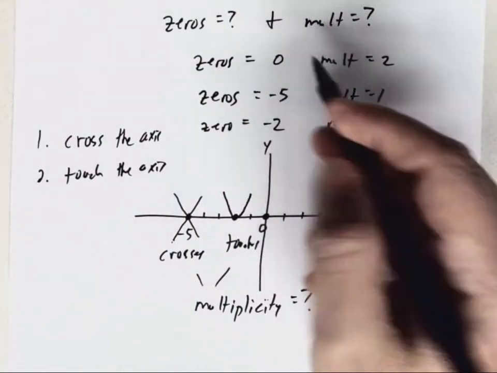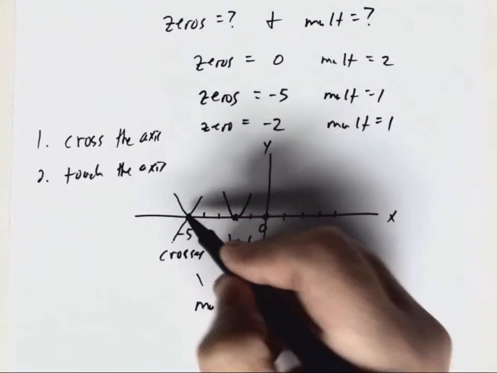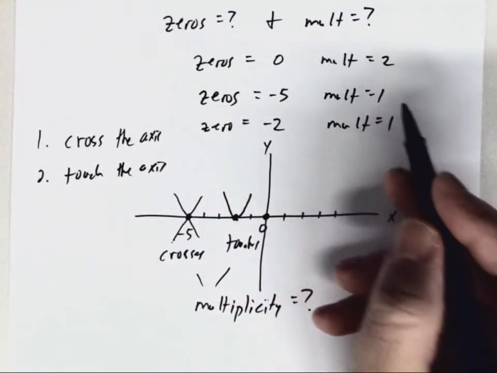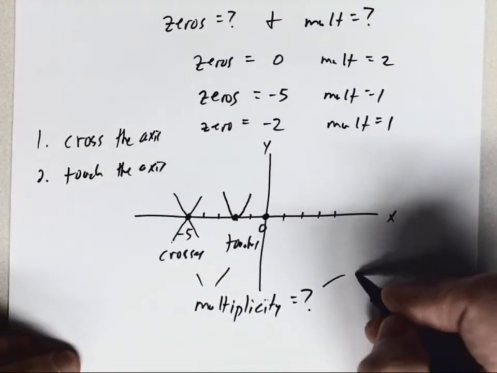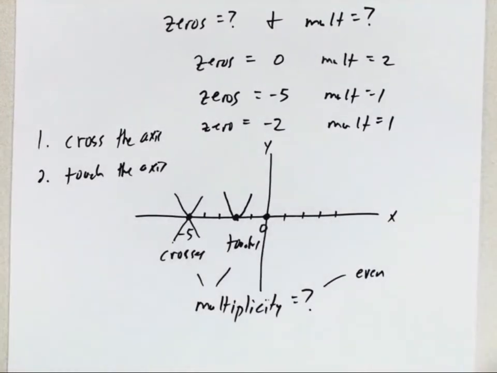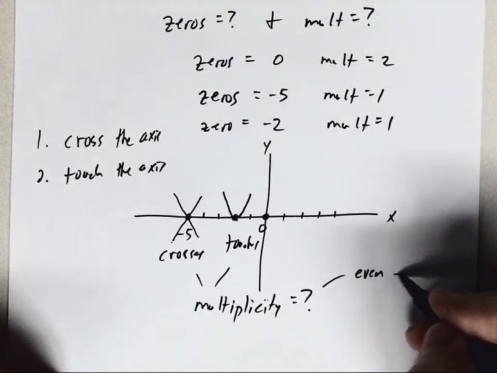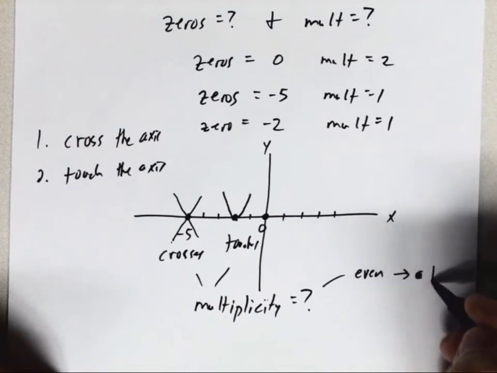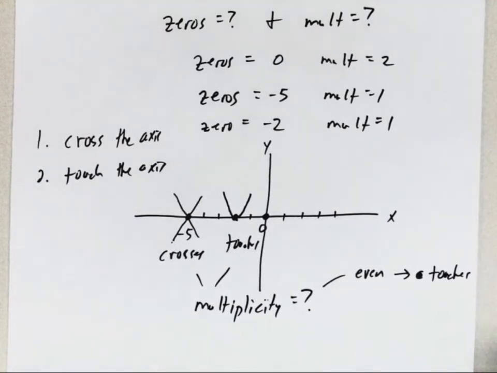So at 0, multiplicity is 2. At -2, multiplicity was 1. At -5, multiplicity is 1. So what do these multiplicities tell us? Well, here's what it is. If the multiplicity is an even number, like 2 or maybe 4, anytime that multiplicity is an even number, at that point, it's just going to touch the axis and then go back in the same direction it came.